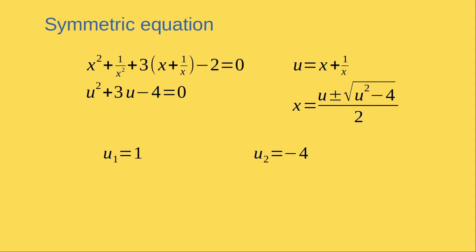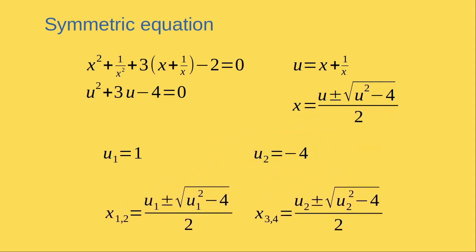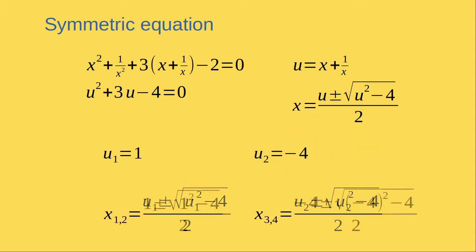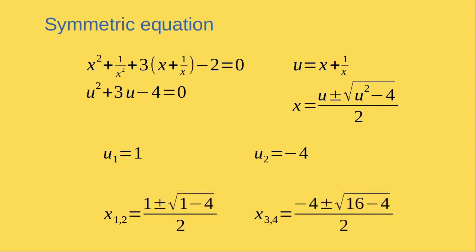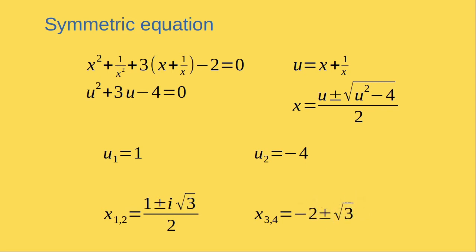Finally, we plug in the values for u and we get two complex solutions along with the real solutions minus 2 plus minus square root of 3. Now, if you are unfamiliar with complex numbers, just forget about the complex nonsense. In that case we have only two solutions.